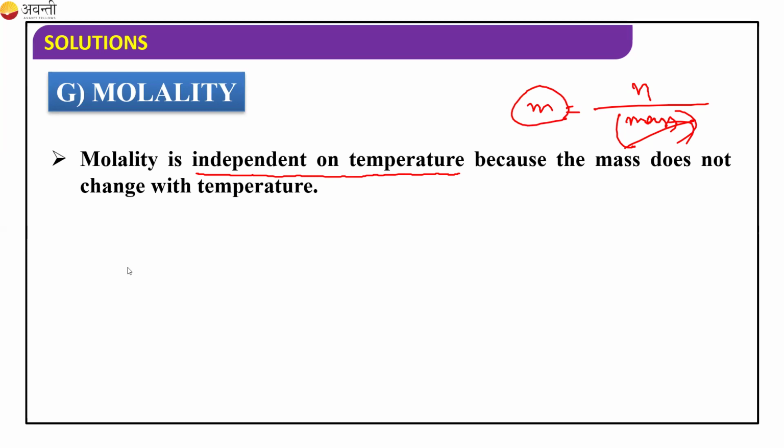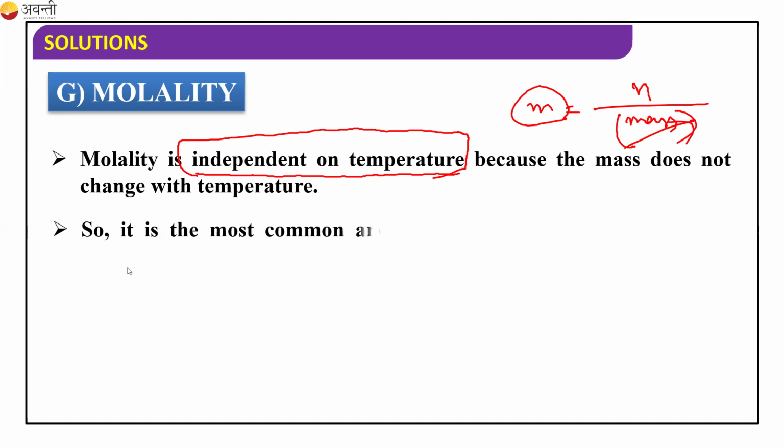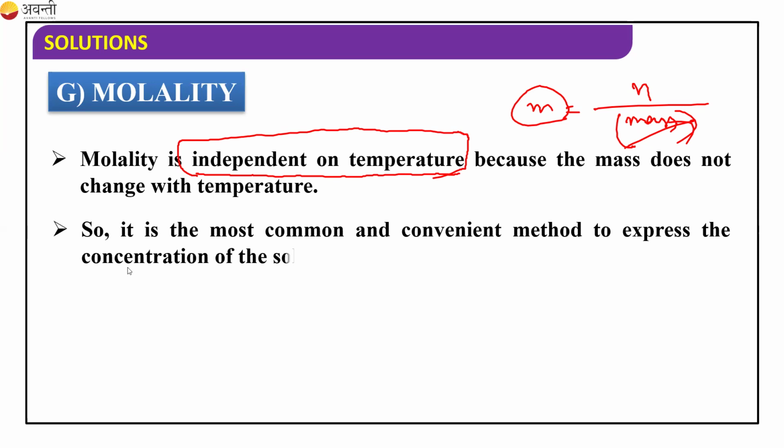So molality is independent of temperature, but molarity is dependent on temperature. Since molality is independent of temperature, it is the most common and convenient method to express the concentration of a solution. So among the 7 concentration terms, the most convenient way to express the concentration of a solution is in terms of molality. Just take down these 2 points first, then we will move on to the next thing.